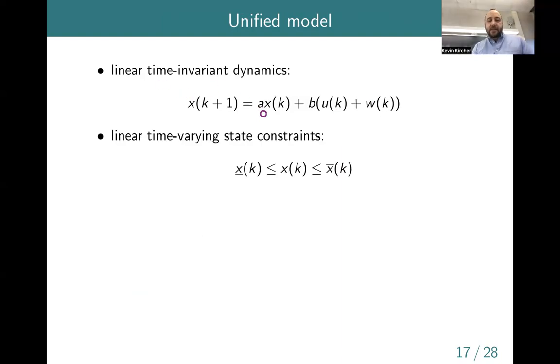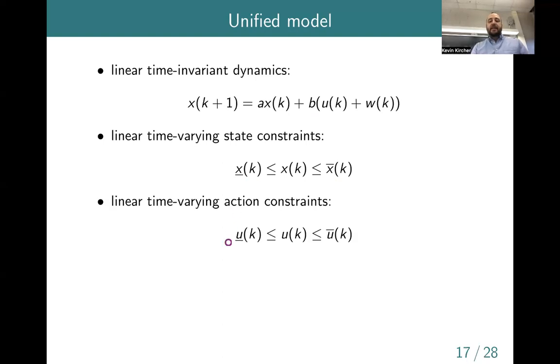And the dynamics here are time invariant. All that means is that these parameters A and B do not depend on time. They're just constants. And then we have what are called box constraints on the state. We have a lower limit and upper limit that can, in general, both depend on time. Of course, if you have a constant, that's fine. It's just a special case of a time varying thing where the thing happens to be constant. And then the constraints on u, the action, are similar.